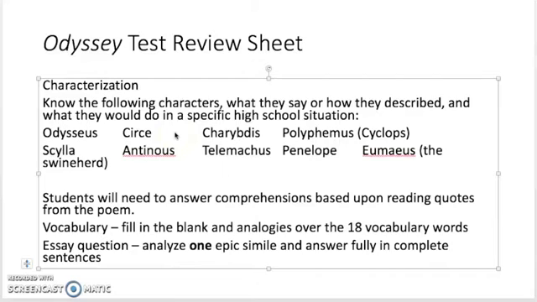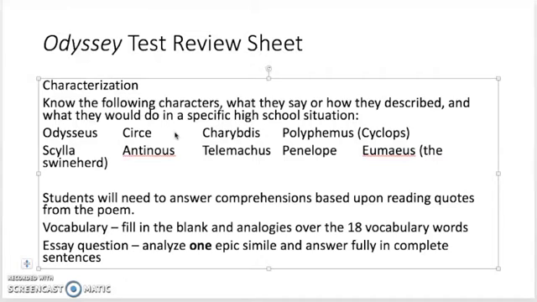And there's three types of questions that I usually ask in the characterization. The first one is that I give you a quote that the character says. You should be able to identify the character as, oh, that's something that Odysseus said. That's something that Penelope said. Or I'll give you a quote from the text that's a description, and you should say, oh, that's Circe, or that's Polyphemus, or that's Odysseus.